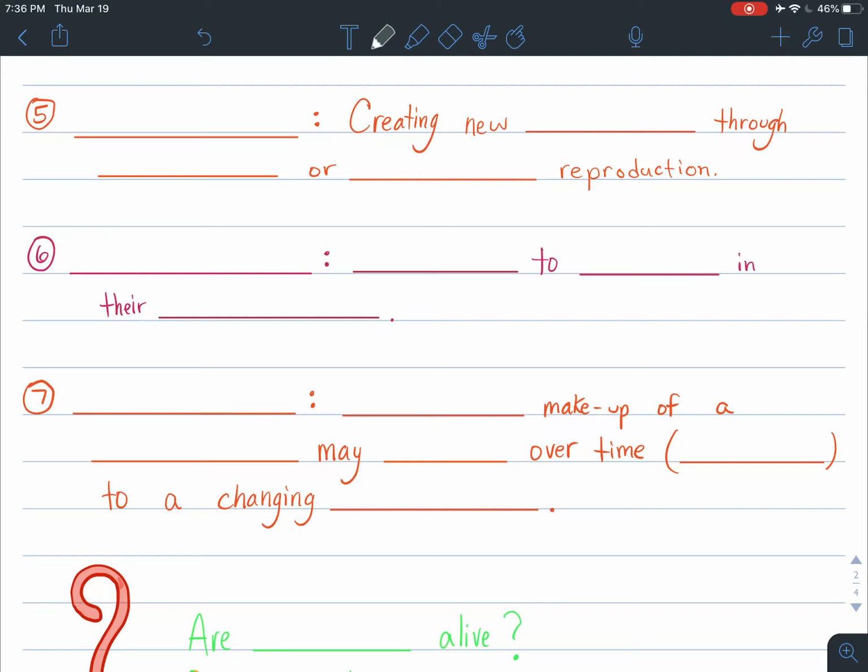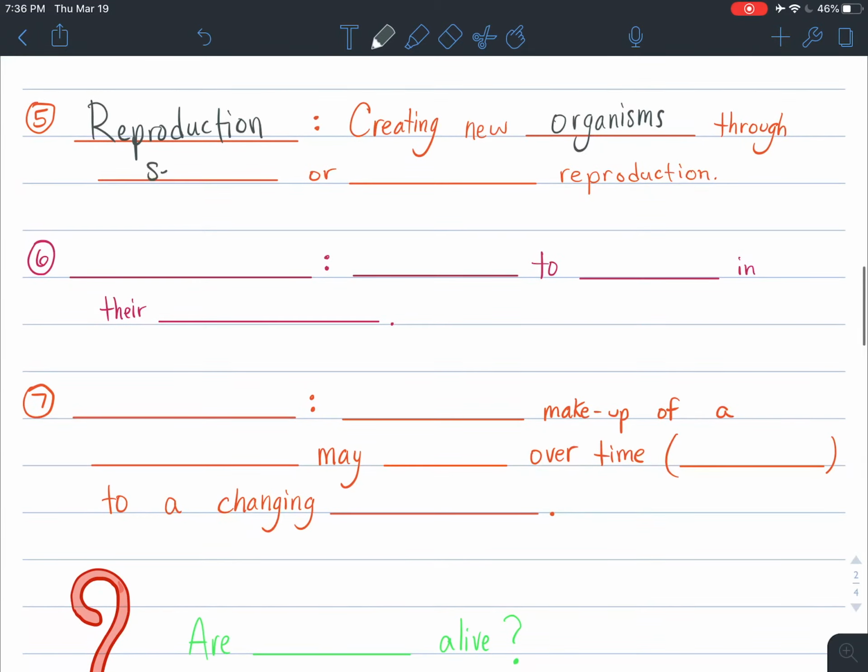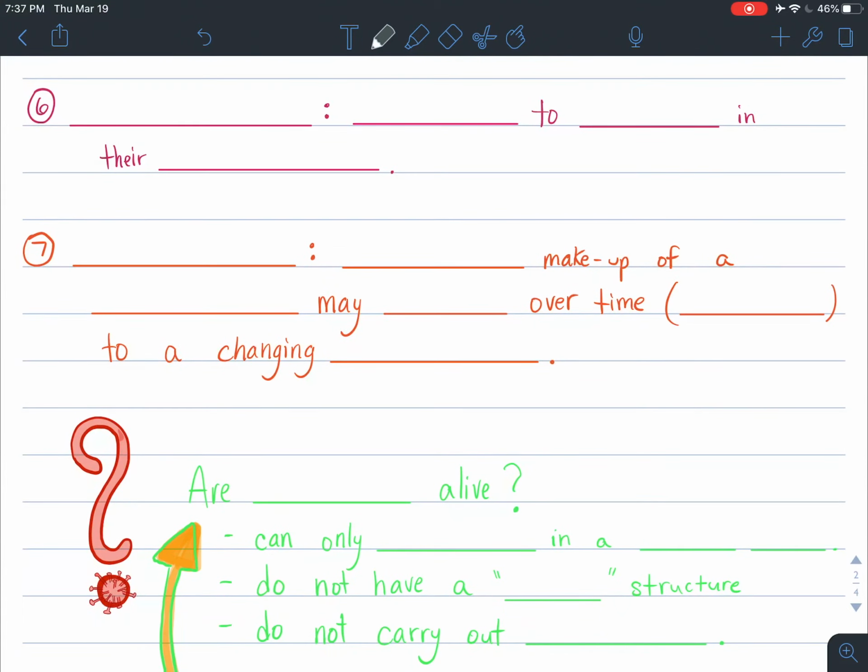And number 5 is reproduction. Now, the 5th attribute of living things is the ability to reproduce, which is basically just creating new organisms, copies of, not exact copies necessarily, but making new versions of themselves through either sexual reproduction or asexual reproduction. Enough said. Number 6 is the ability to respond.